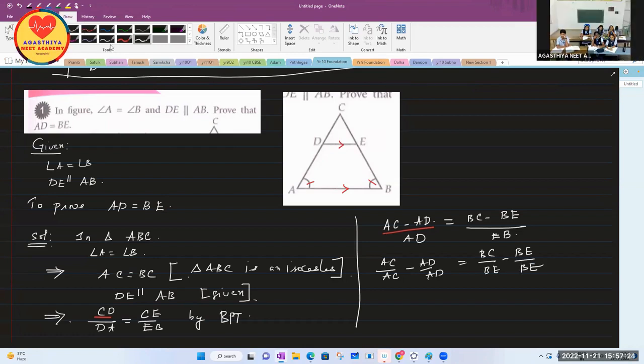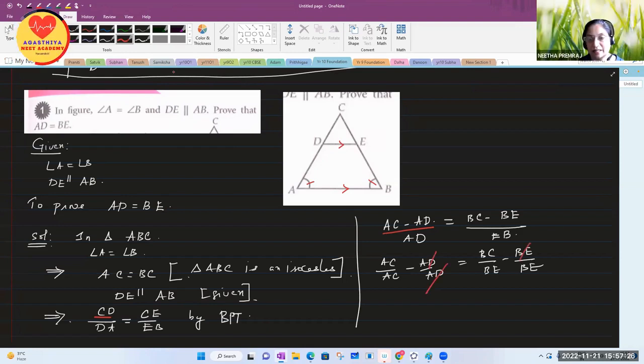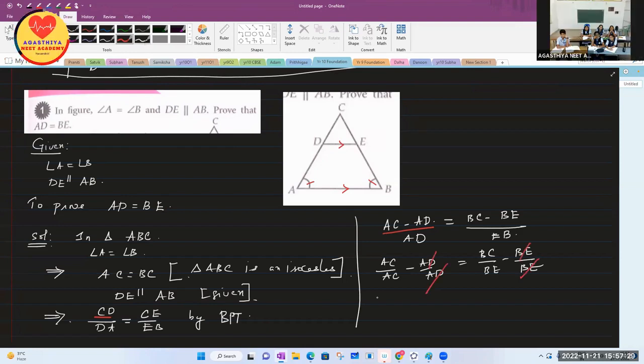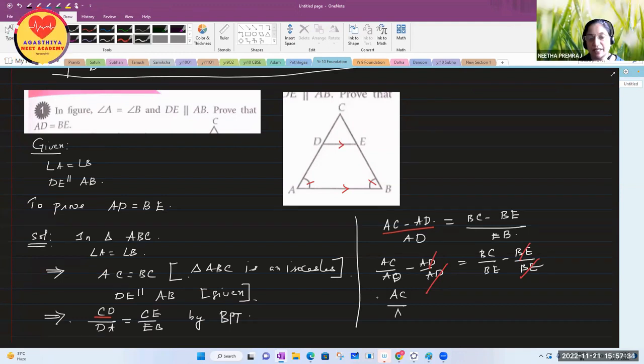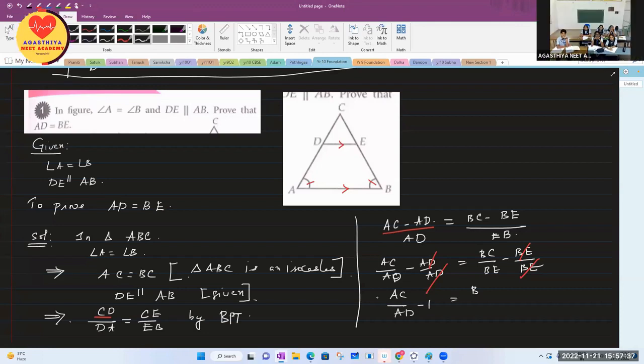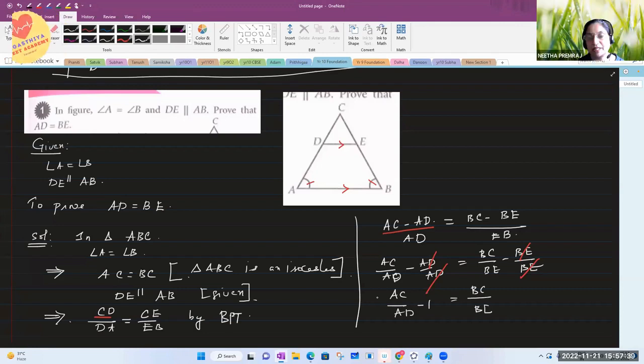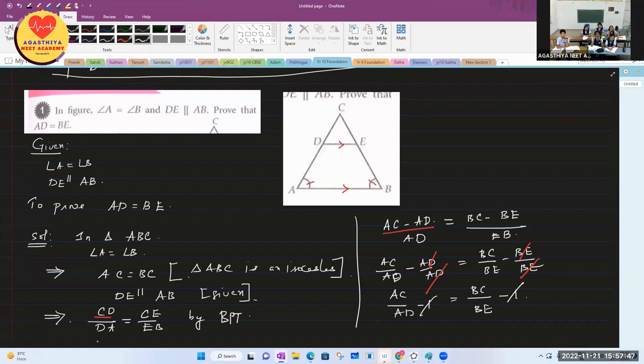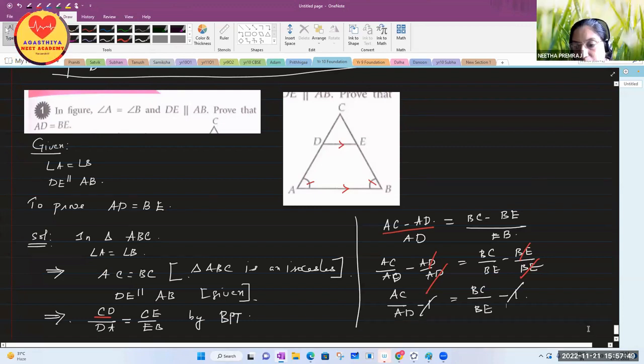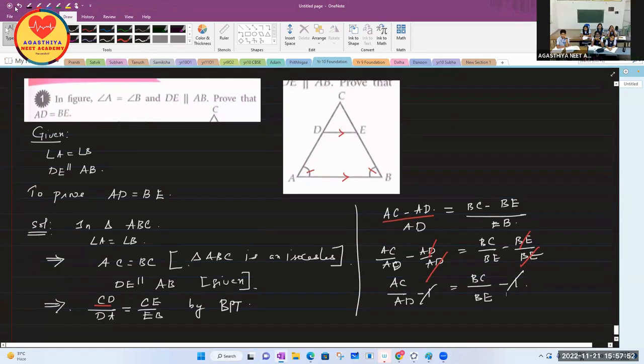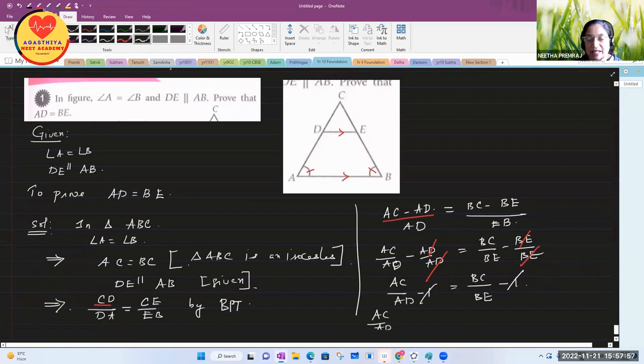Now what you can do? You can cancel this. So what happens? AC, AD, this is AD. AC by AD minus 1 is equal to BC by BE minus 1, isn't it? Now this 1 can be cancelled. So AC by AD is equal to BC by BE.